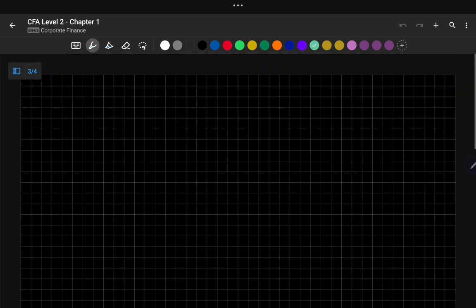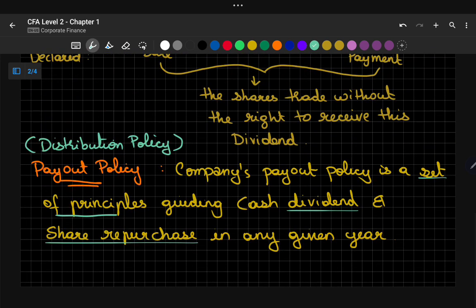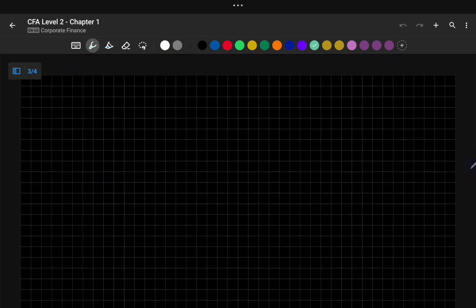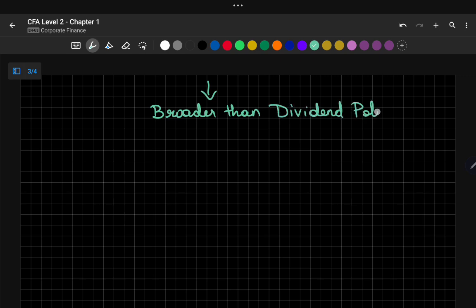Now, payout policy is broader than dividend policy because it reflects the fact that companies can return their investment to shareholders by two means: share repurchase and cash dividend.